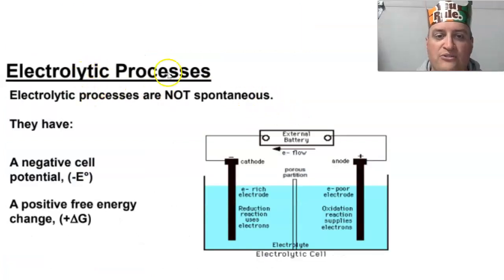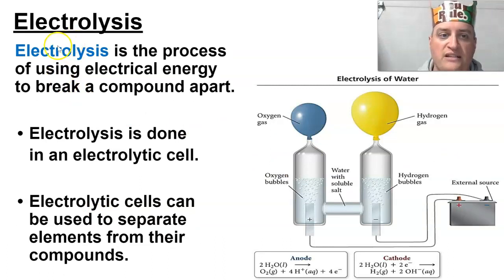These are often for electrolytic processes. Remember, they're not spontaneous, have a negative cell potential, positive delta G. This is where we have something called electroplating and electrolysis. Electrolysis, using energy to break a compound apart. Most common one that you're going to come across is with water, making oxygen and hydrogen gas. Electrolytic cell, where you have an external source of energy, separate elements from their compounds. Again, you have from the anode, water becoming oxygen with its hydrogen ions and electrons. Water breaking apart to produce hydrogen gas and hydroxide ions.